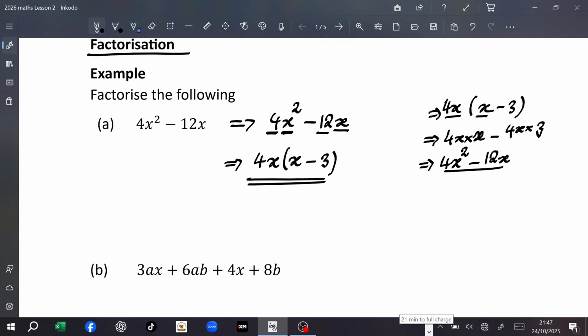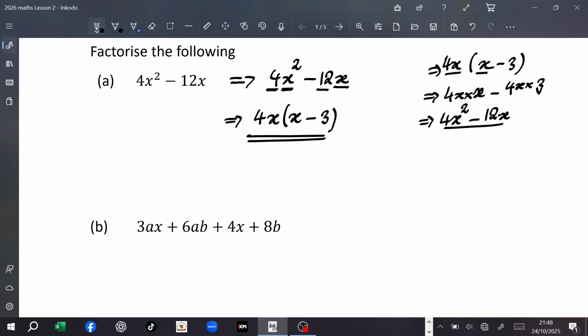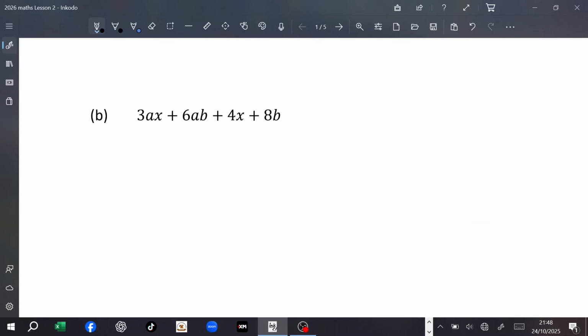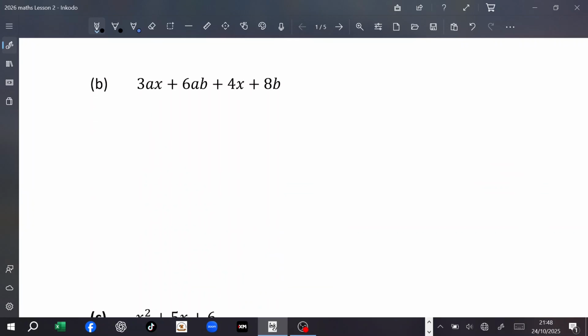Then we move on to the next question, which is B: 3ax plus 6ab plus 4x plus 8b. We need to factorize this. When you look at this, we have 4 terms here. So we can factorize it by grouping.